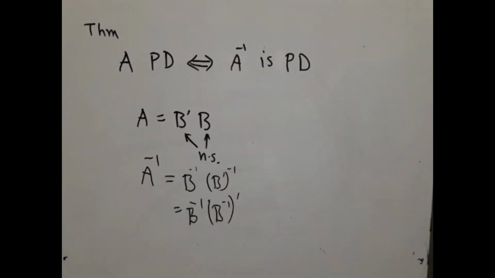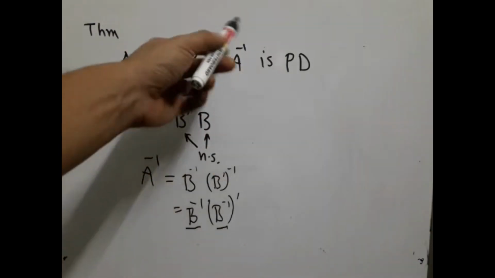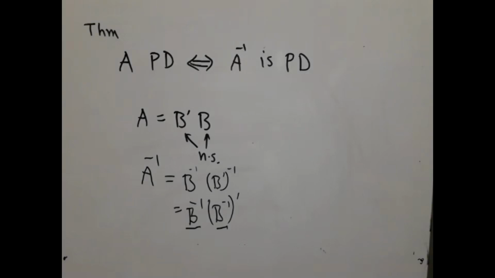Inverse of transpose is transpose of inverse. So I am again having the same structure, namely a non-singular matrix times its transpose. So this must again be PD. And of course, because the inverse of the inverse of A is the original thing, you have the reverse implication as well.